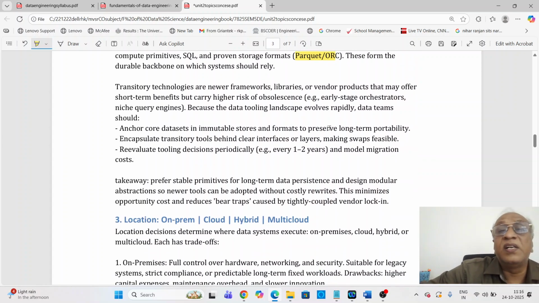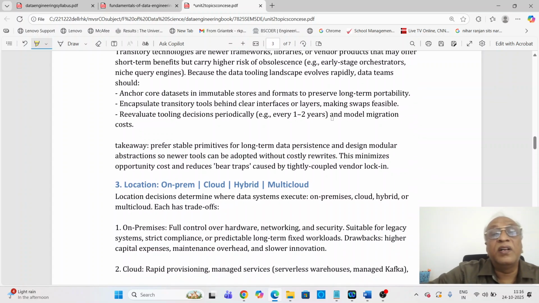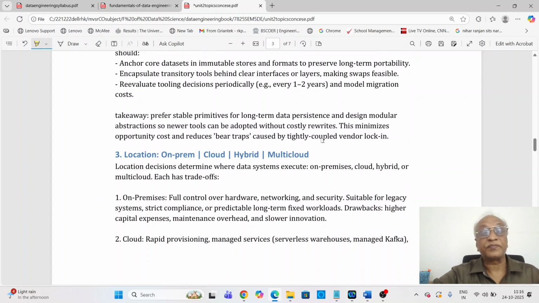So what are transitory technologies? Some new framework comes, some new library comes, some new vendor product comes, and it has some short-term benefit, and we are not sure when it will vanish from the industry. So you need to balance both, right? And you need to encapsulate the transitory tools behind interfaces or layers. So what is preferable? Stable primitives for long-term data persistence and designing modular abstractions, so newer tools can be adopted without costly rewrites.